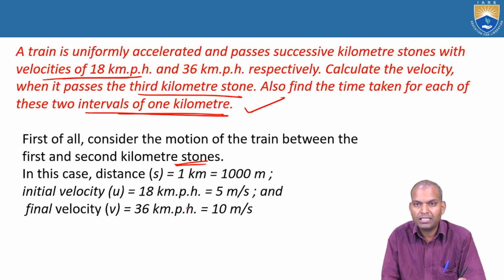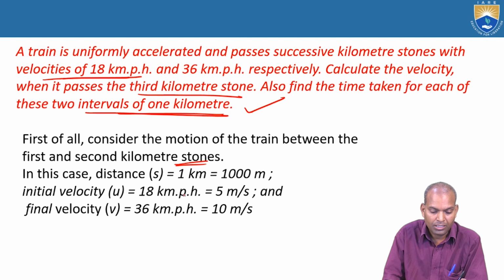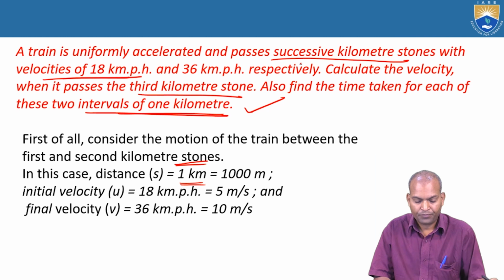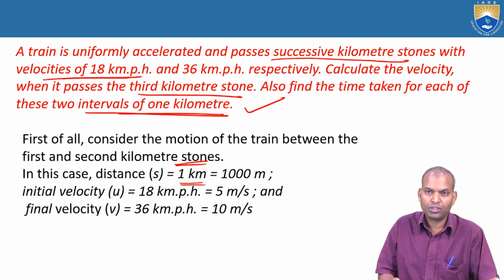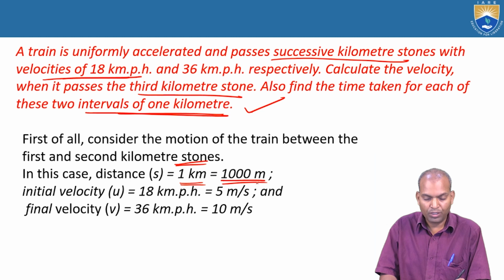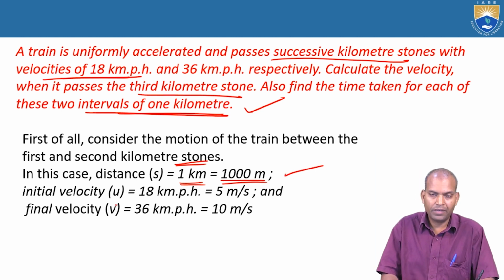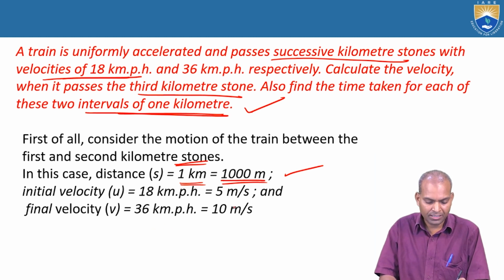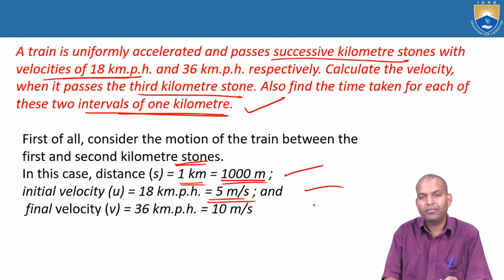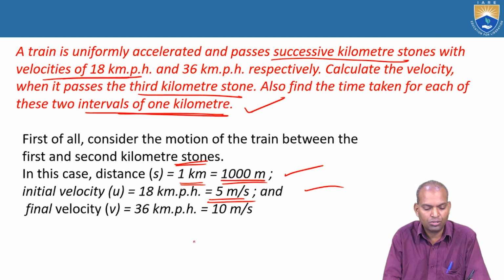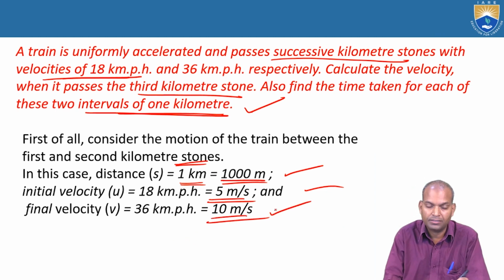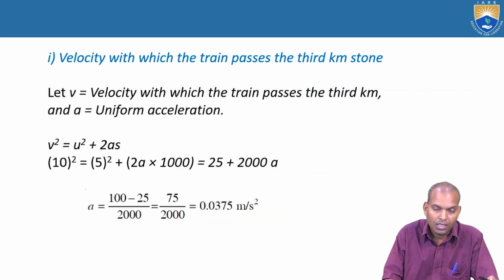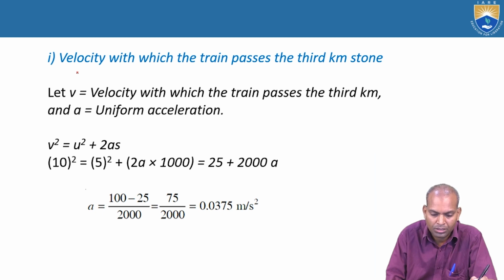Now in this case, what is the distance s? Each successive kilometer stone is 1 kilometer apart, that is 1000 meters. Initial velocity u equal to 18 km per hour converted into meter per second, that is 5 meter per second. And final velocity is 36 kmph converted into meter per second, that is 10 meter per second.